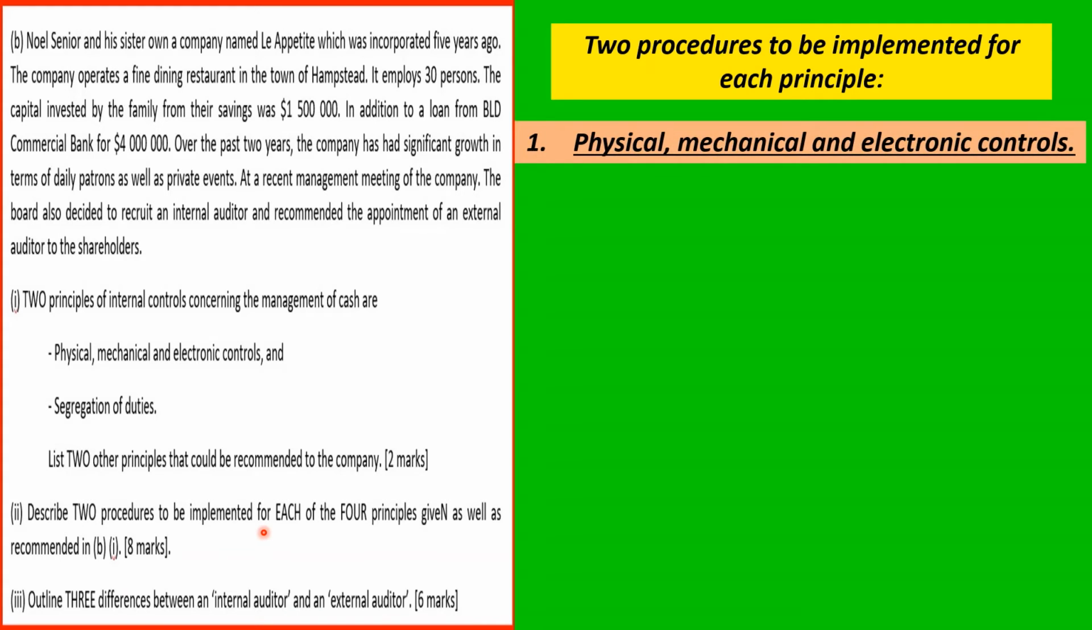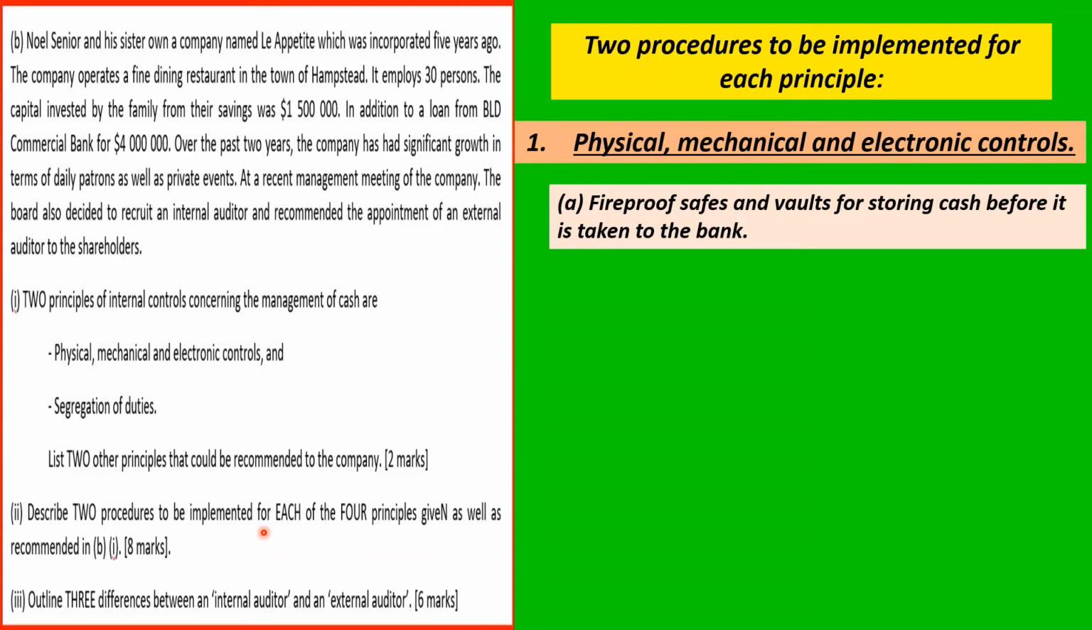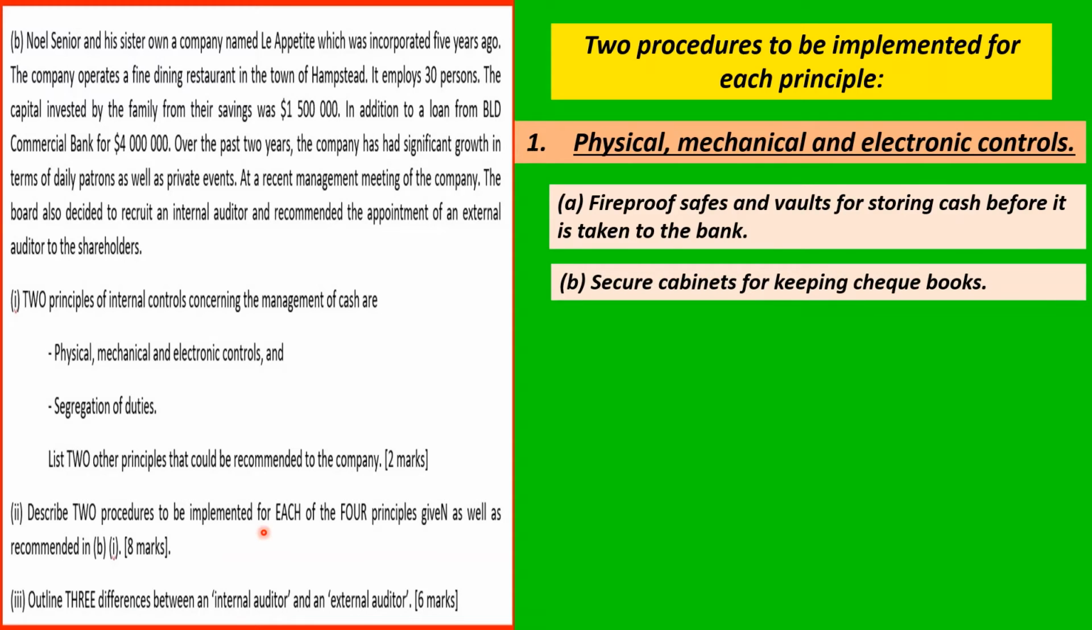For the physical, mechanical, and electronic controls, you can have A, fireproof safes and vaults for storing your cash before it is taken down to the bank. And B, secure cabinets for keeping checkbooks. Right? You don't want your checkbooks lying all around, so you have to have secure cabinets. Otherwise, people are going to get their hands on them and write checks for themselves.